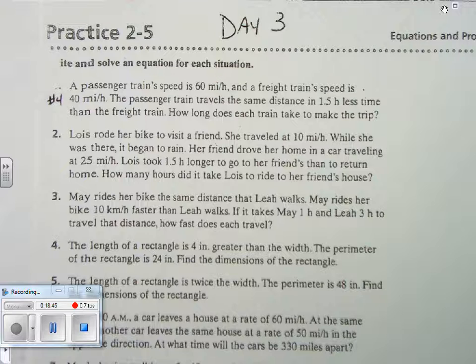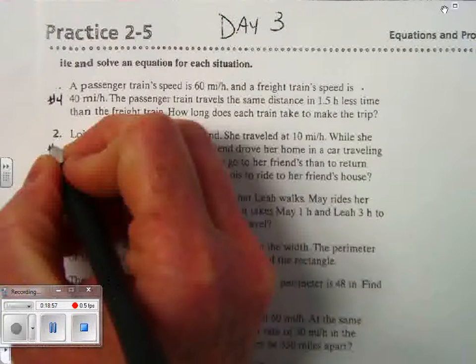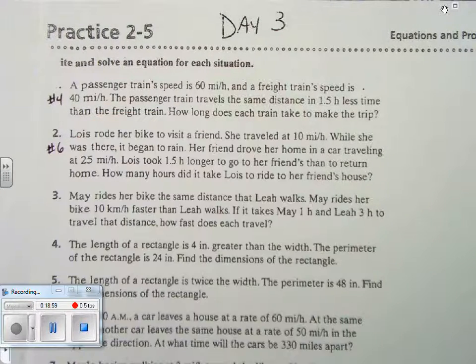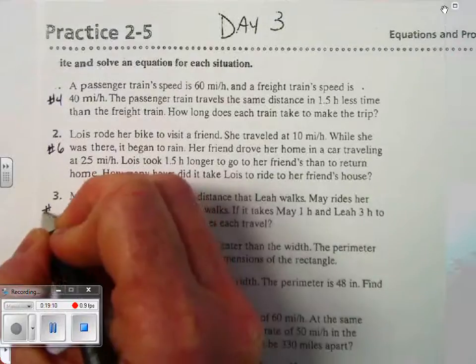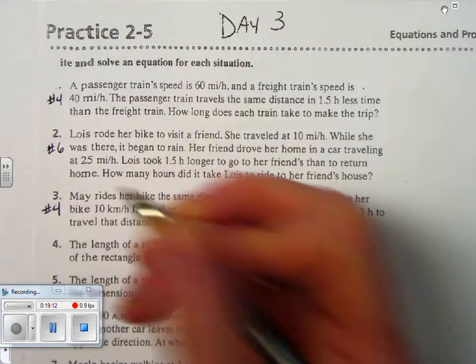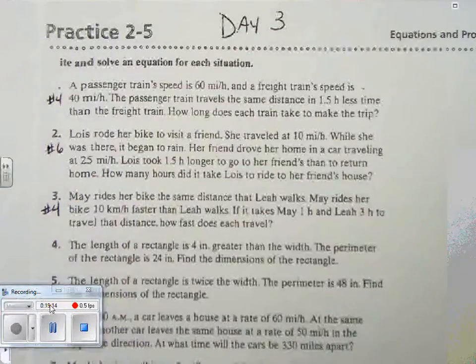All right. How about number 2? It's round trip. Number 6. All right. How about number 3? Agreed. Example 4. And number 5 and 6.